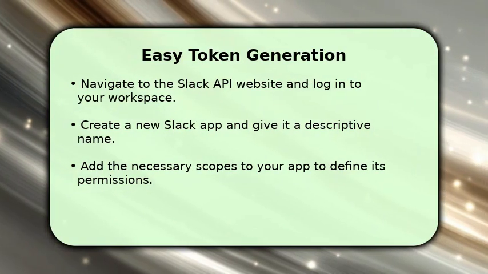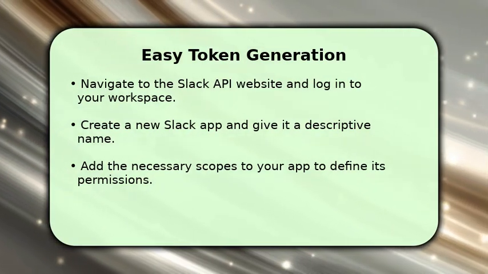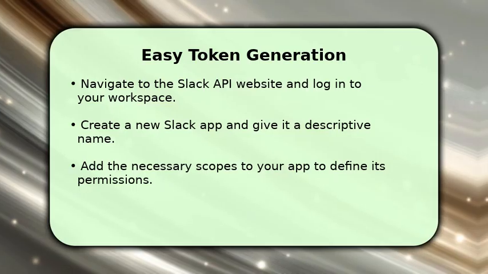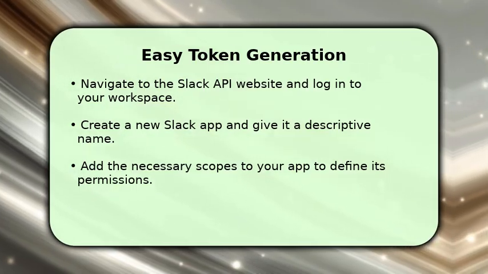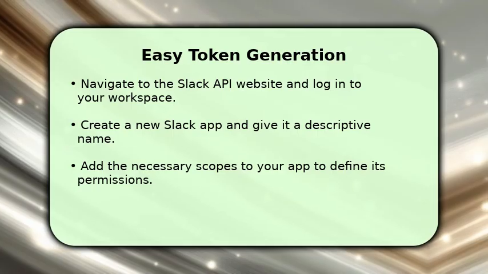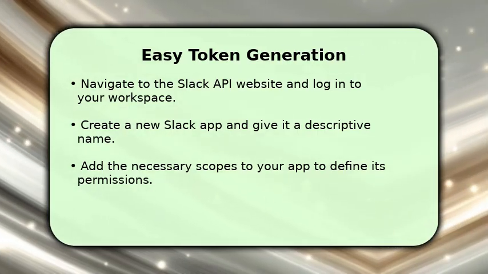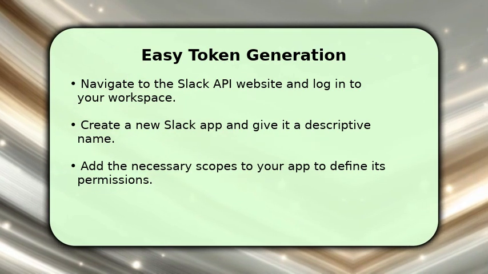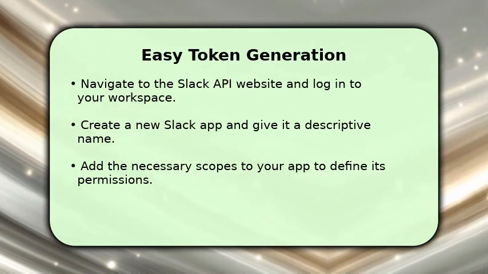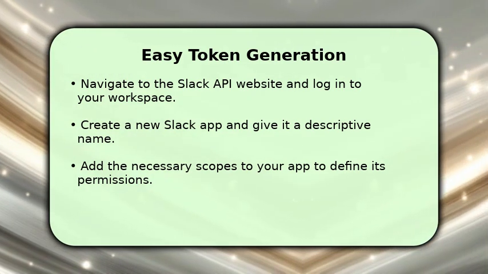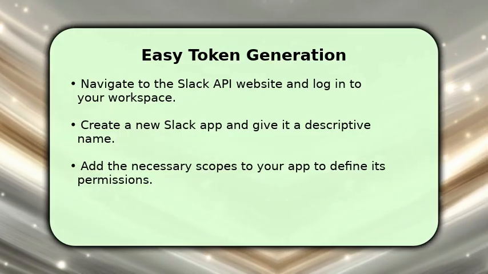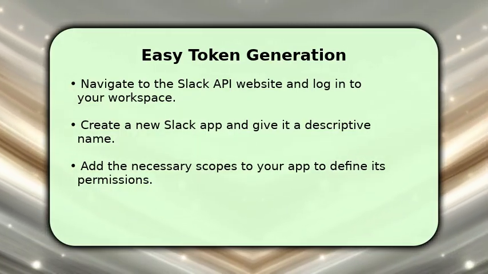Generating a token is quite simple. First, head over to the Slack API website and log into your workspace. Next, create a new Slack application and give it a clear, descriptive name. Then, you'll add the specific permissions or scopes that your app needs. Finally, install your newly configured app to your workspace, and your access token will be readily available for use.